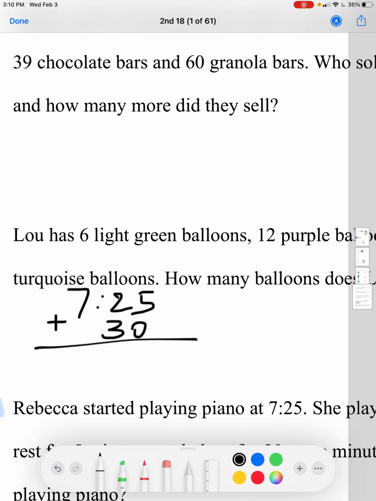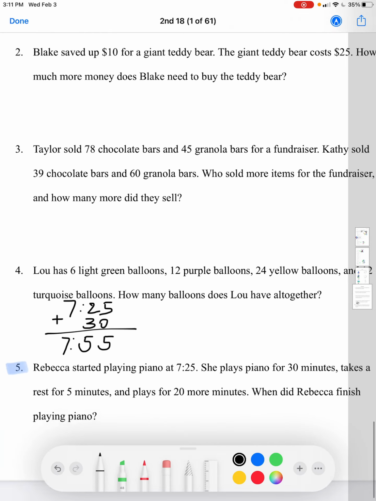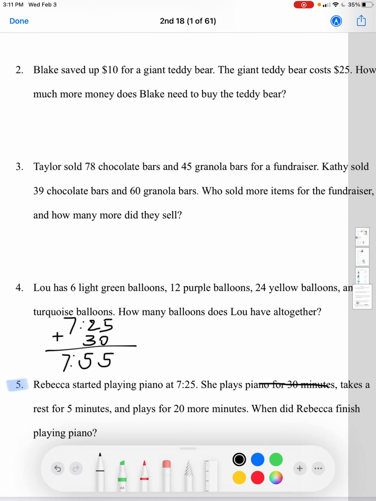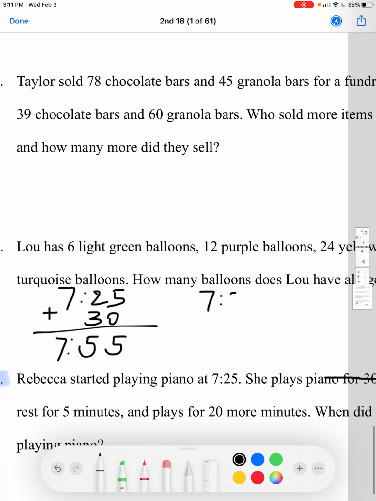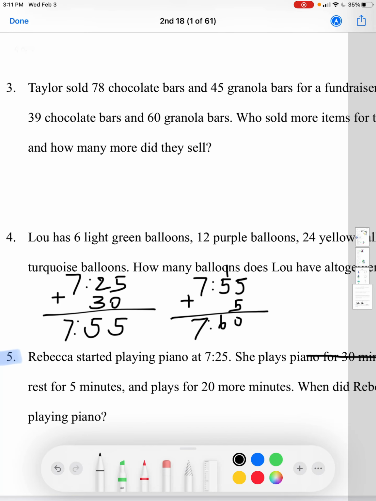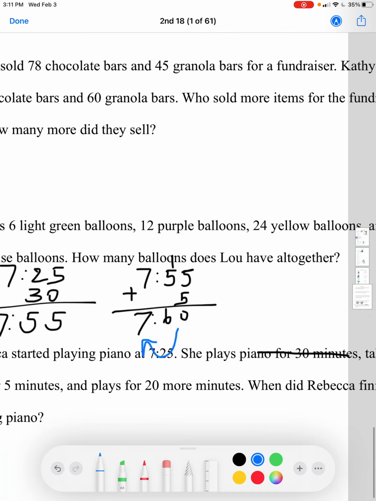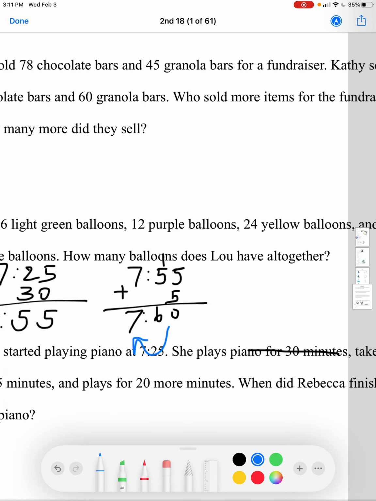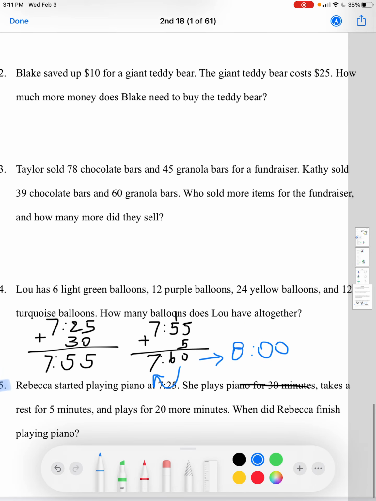Again, the right side of the time is the minutes. So we have 5 plus 0 equals 5, 2 plus 3 equals 5, bring down the 7. So after 30 minutes, it's 7:55. Then she takes a rest for 5 minutes. So we'll add 5 to this. Now we have 60 in the minutes, but as we know, 60 minutes equals 1 hour. So we'll just convert this into 1 hour. So we'll add 1 to the hours, and we'll take away the 60, and that becomes 8 o'clock. That's after she takes a rest.